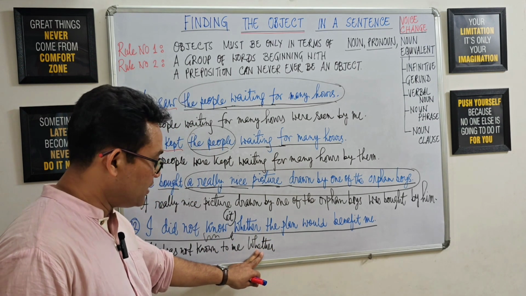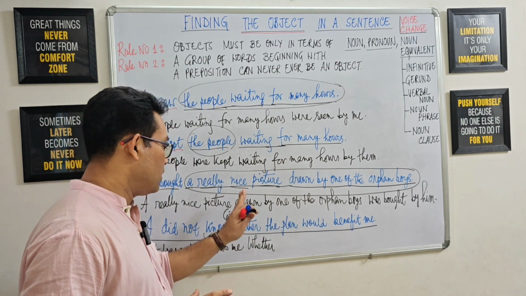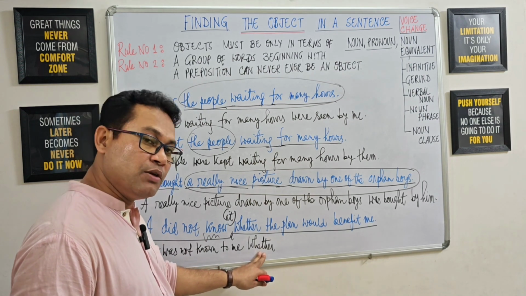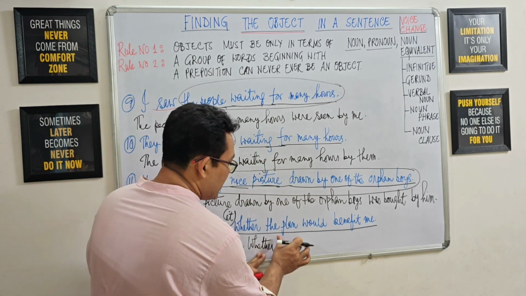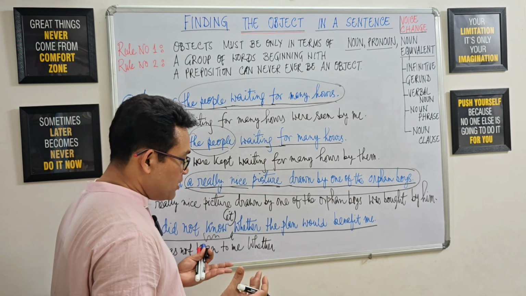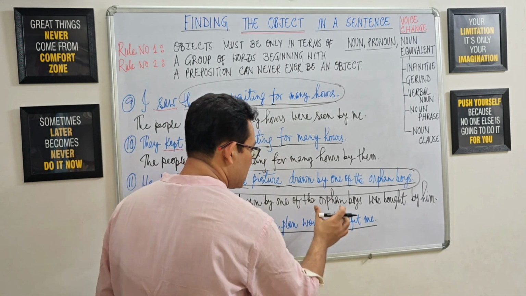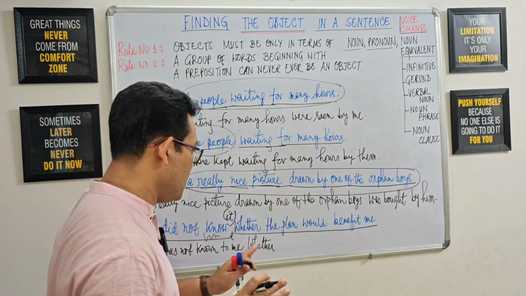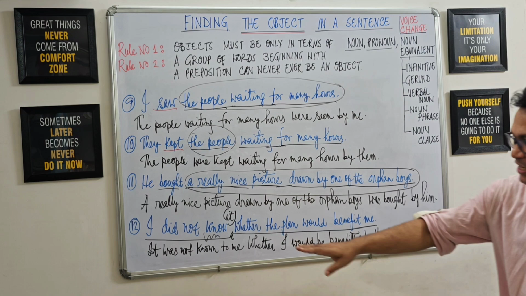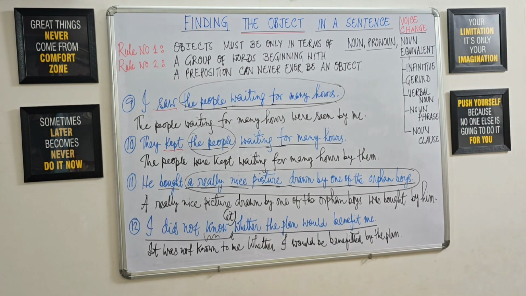Then the conjunction should be used just as it is, or even if we get the WH word, okay, interrogative pronoun, that should be used as well. And after that we get the subject predicate pattern. That means we have to convert that subject predicate pattern into passive if possible. So the plan would benefit me can be converted to passive like: it was not known to me whether I would be benefited by the plan.